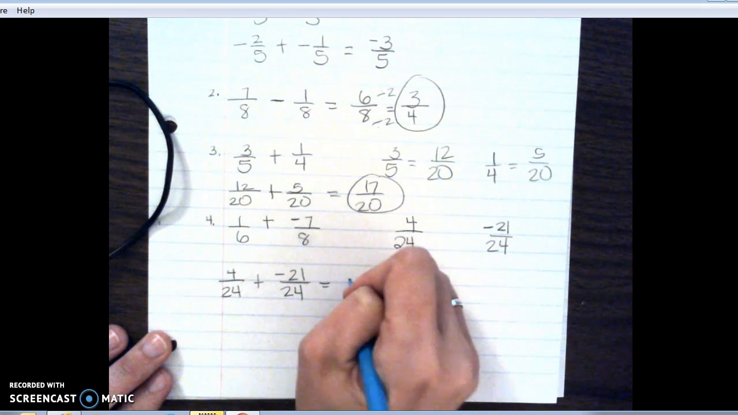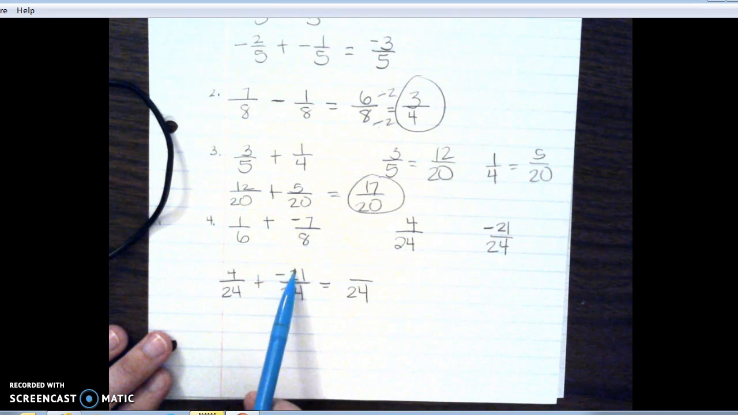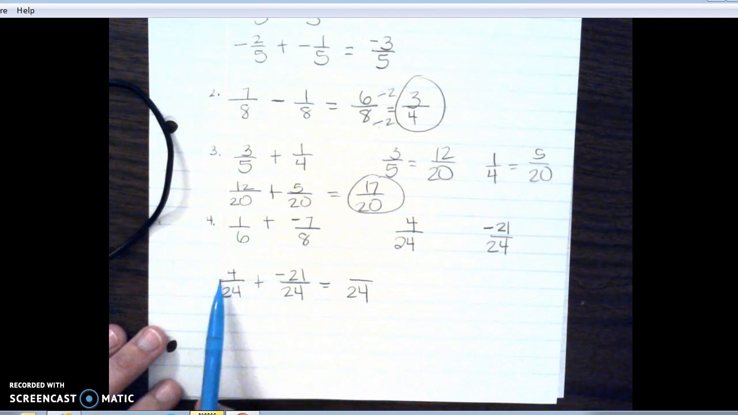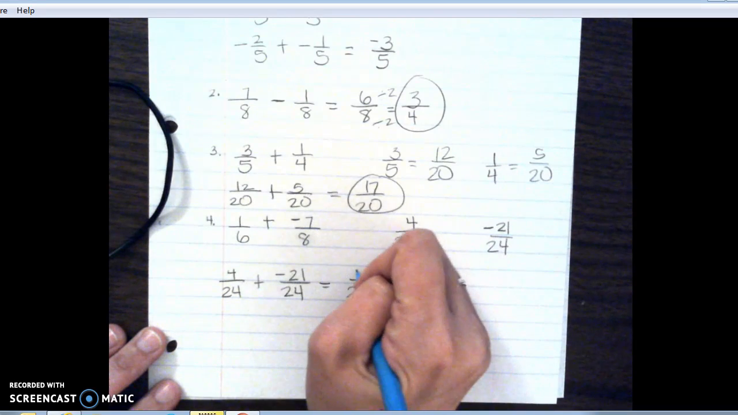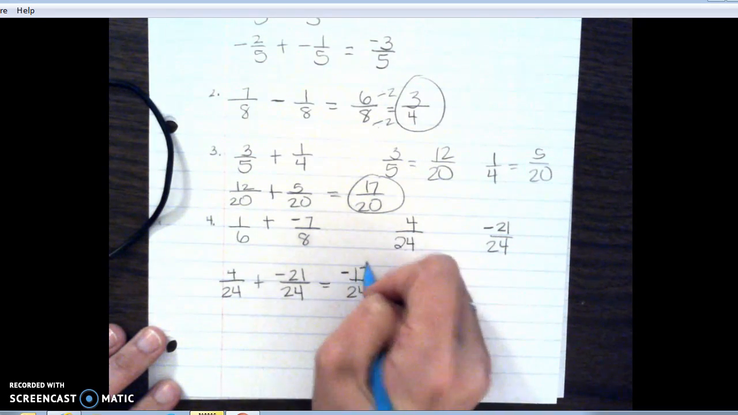From there, I'm going to go ahead and bring over my denominator. On the numerators, I have a negative and a positive. Remember, the signs are different. We subtract. So from there, 21 minus 4 is 17. And it should become negative because the 21 was larger and it was negative.